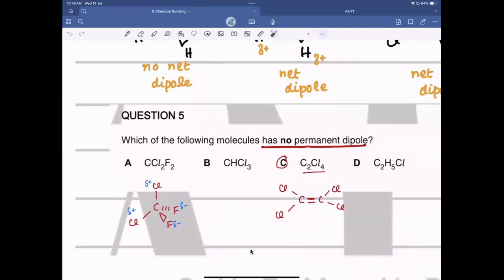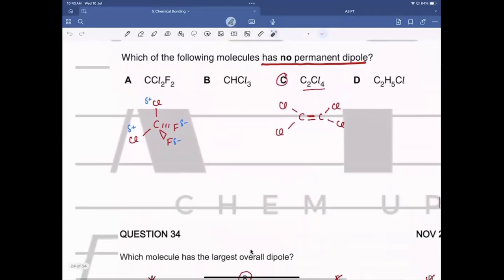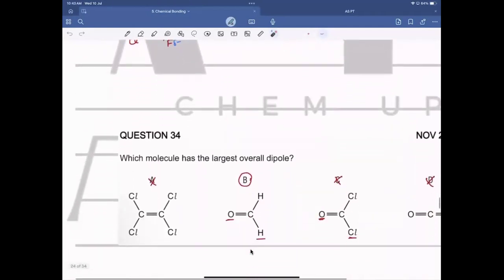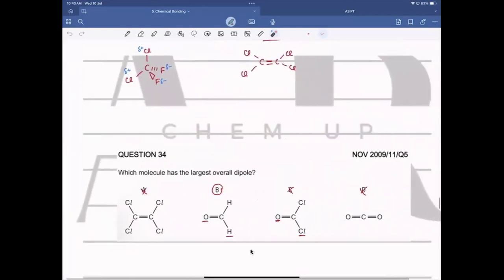Clear? Yes, sir. Okay. Now, they are asking which has the largest overall dipole. So obviously, A is going to be wrong because it has no net dipole, because all are negative. B has no net dipole because the dipoles cancel out. Now we are left with B and C. Both have a net dipole, isn't it? Yes, sir.